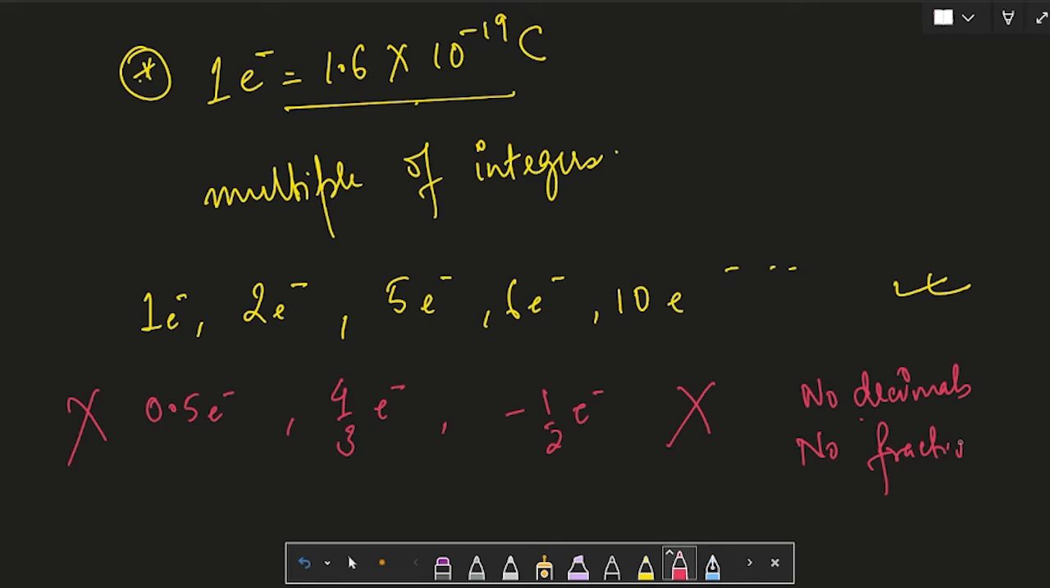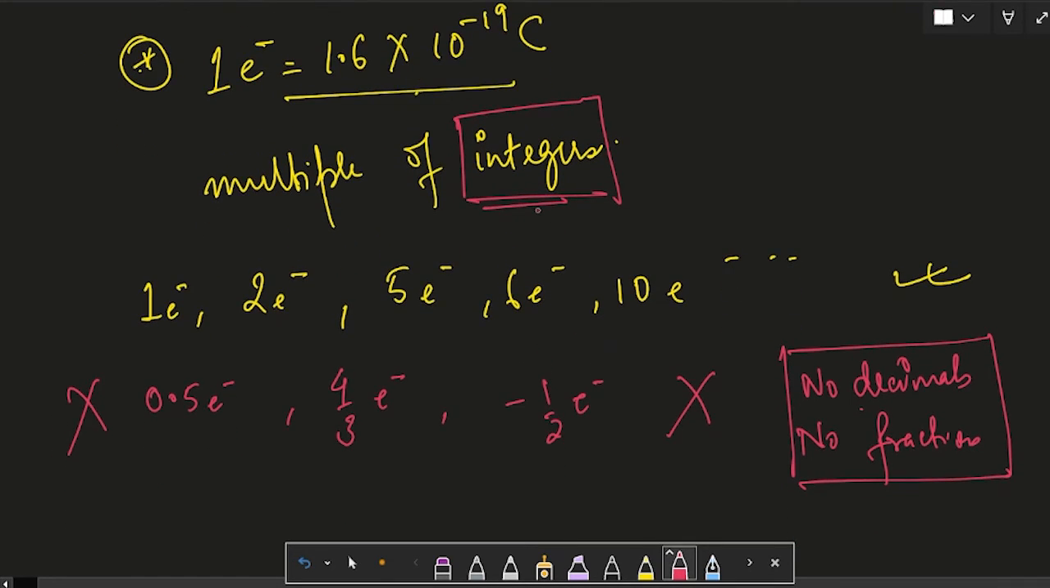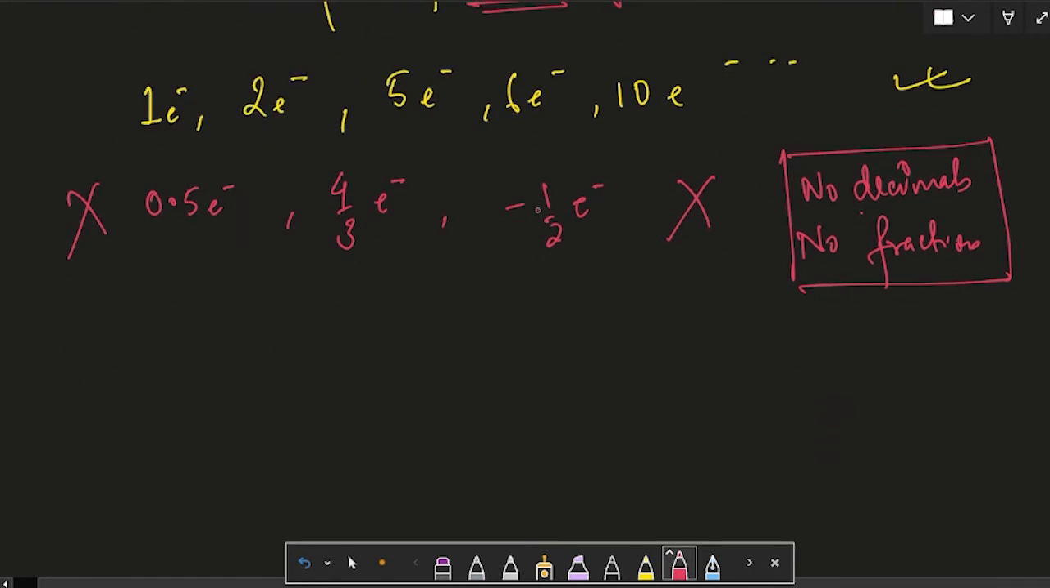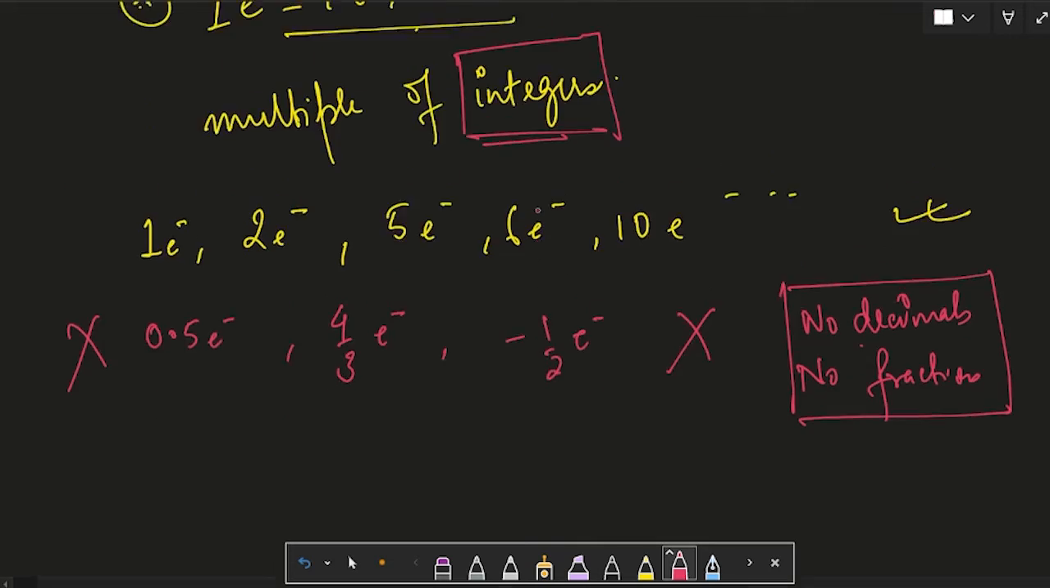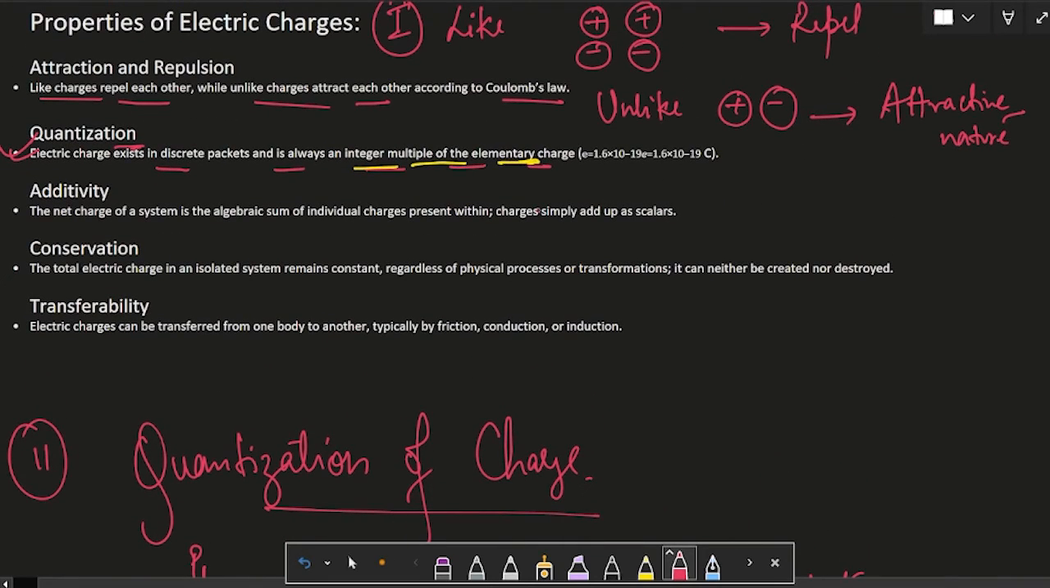So this is a fundamental. Only and only it can be integers. Only integers are allowed. No decimals and no fractions would be allowed for the charges. So the smallest charge will be e, and then 2e, 3e, 4e, 5e, and so on. Okay, so this is all formed. Let's move on and see what other properties we have.